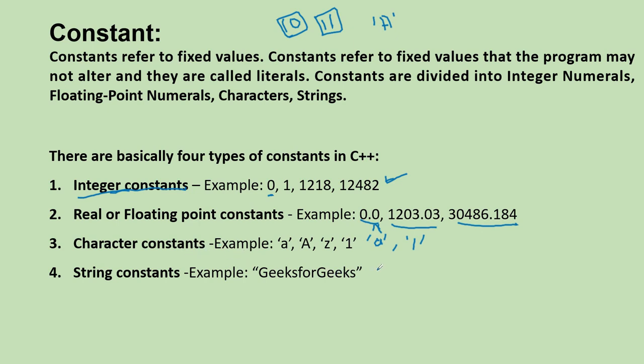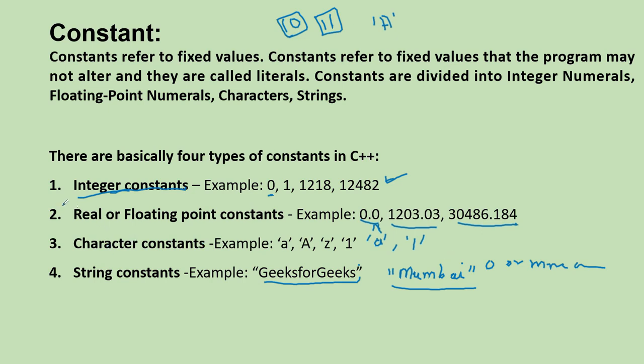String constant means, for example, "geeks for geeks". This entire text is enclosed in double quotation, so this will be treated as a string constant. For example, if I write in double quotes "Mumbai", this is nothing but a string constant because it is enclosed in double quotation. A string can have 0 or more characters. If a string doesn't have any character, that string is called a null string.